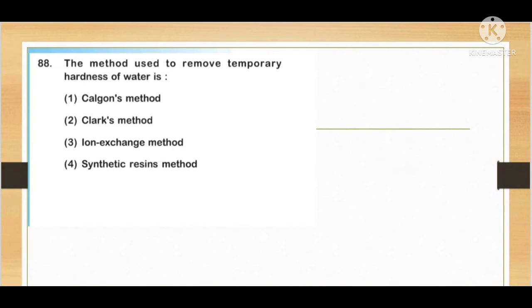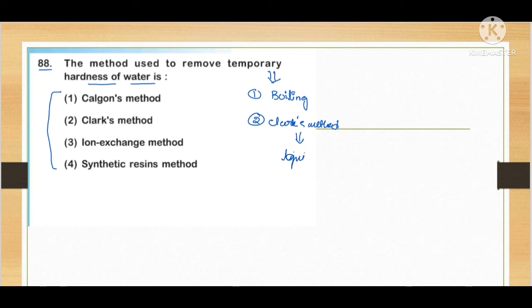Now let us discuss the 88th question. The method used to remove the temporary hardness of water. Among the four methods, which method is used to remove the temporary hardness of water? We know that there are two methods to remove the temporary hardness of water. The first one is boiling. By boiling, the temporary hardness of water is removed. The second one is Clark's method. In Clark's method, quicklime is added to remove the temporary hardness of water.